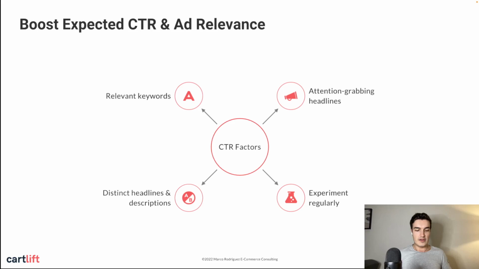So come up with headlines and descriptions that are as distinct and unique as possible, because then you can get some really good variations and combinations going in your responsive search ads. And that will help you boost your click-through rate, boost your ad relevance, boost your quality score, and ultimately also your performance, of course. So these are some factors for boosting expected CTR and ad relevance.